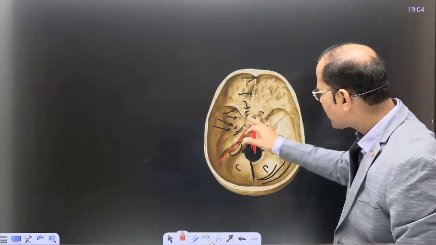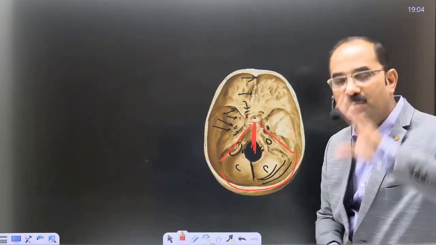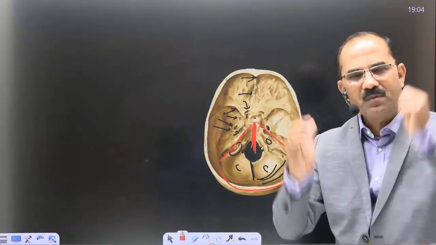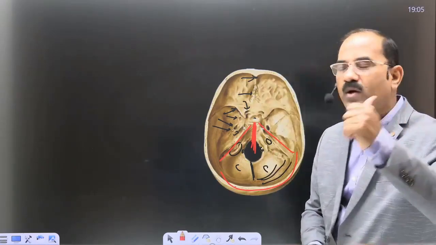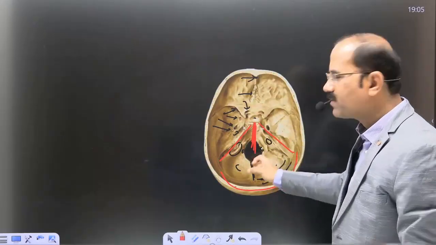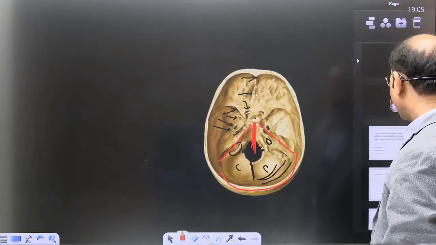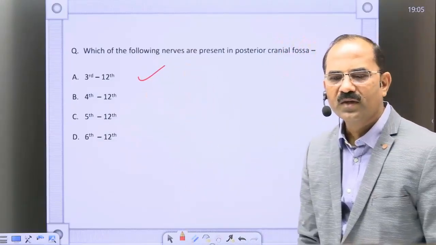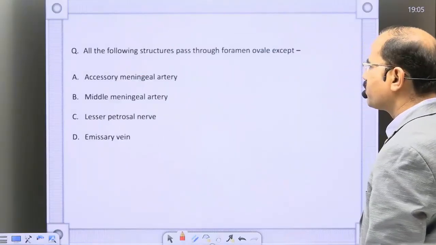This clivus is present in which cranial fossa? Posterior cranial fossa. That means the brainstem is present in the posterior cranial fossa. That means all the cranial nerves, 3 to 12, to begin with, would be present in the posterior cranial fossa, right? So nerves present in the posterior cranial fossa, your answer is going to be 3 to 12. Clear to all of you? I hope this is clear to all of you.